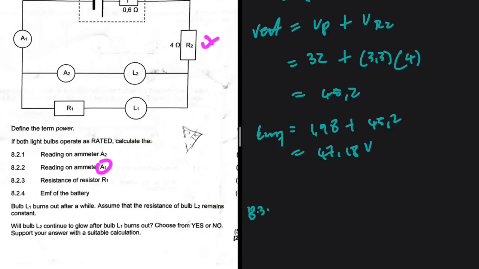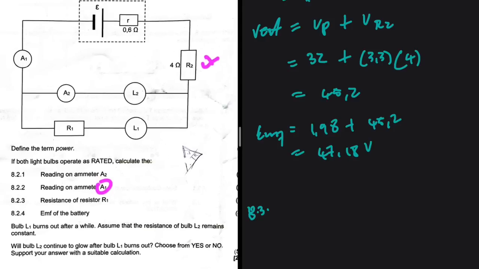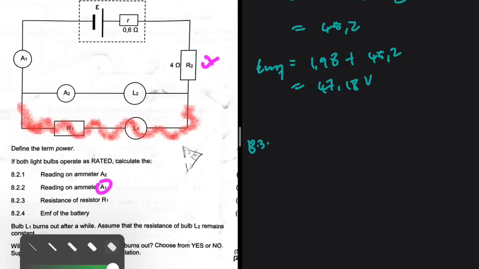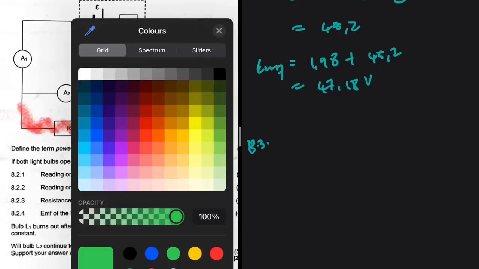So I'm thinking that it will continue to glow. So L1 burns out. First of all, we need to understand the consequence of L1 burning out. If L1 burns out, there's no current that is going to pass through here, right? There's no current that is going to pass down that path. So that path is essentially out of play. That is the consequence of L1 burning out, right?